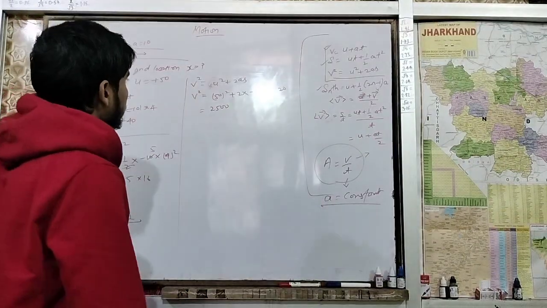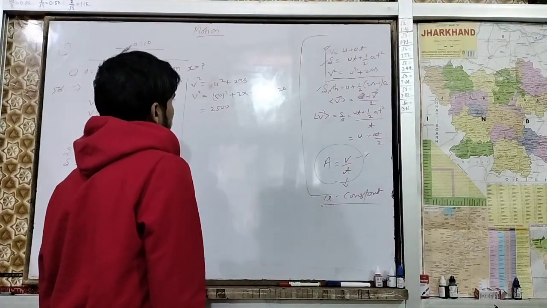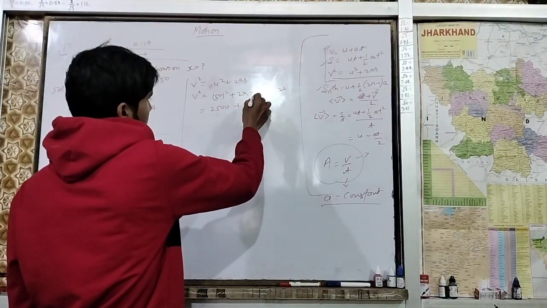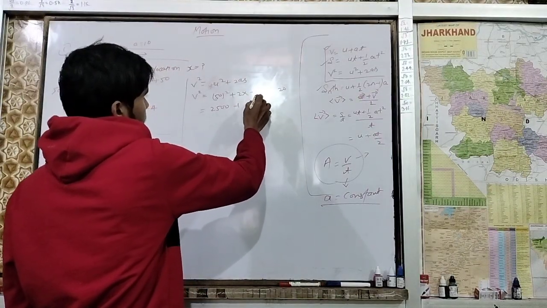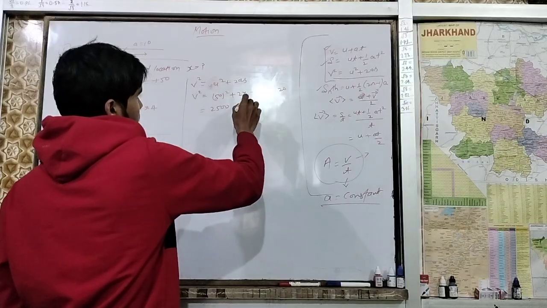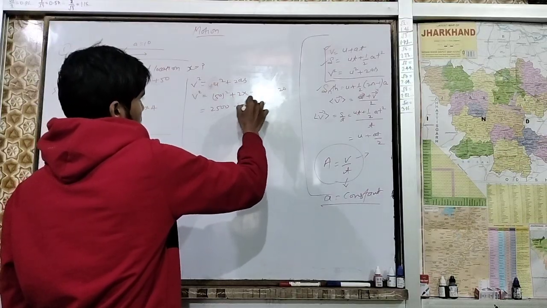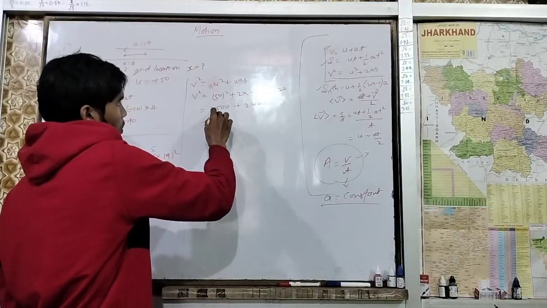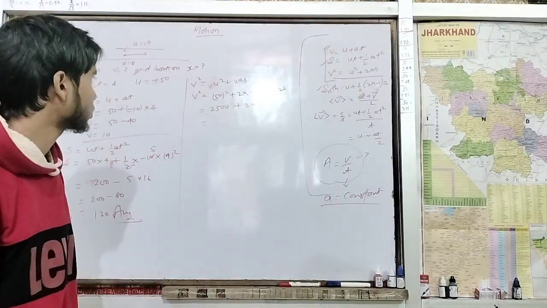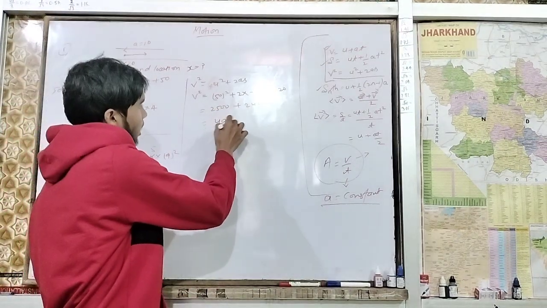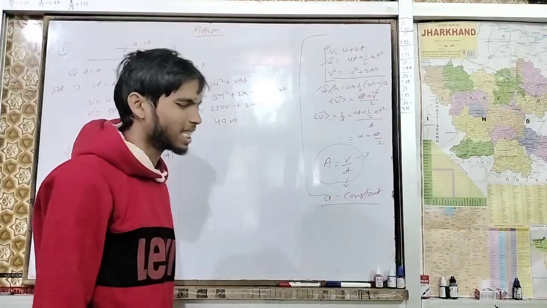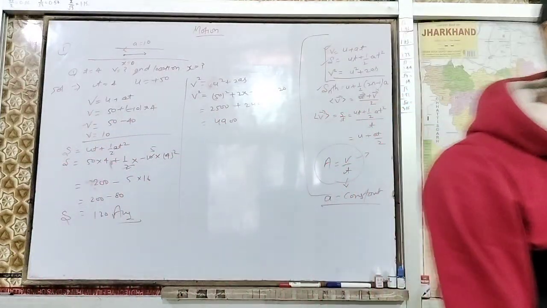2500, then 1200, 2400. Now 2000, 4000, 4900. Is this our velocity raised to power 2?